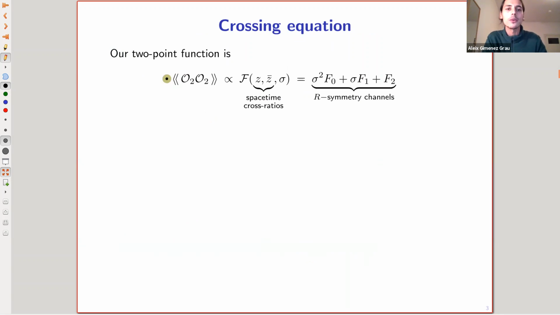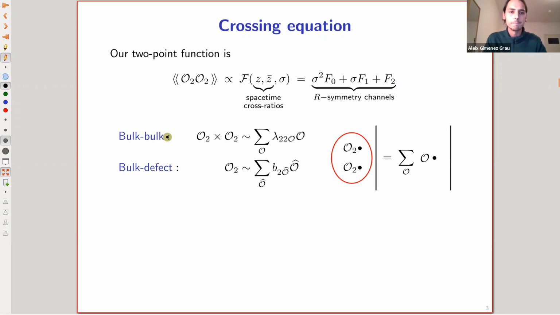This 2-point function we are interested in depends on two spacetime cross ratios, which are analogs of the cross ratios in the usual CFTs without defects. And then here we have some R-symmetry cross ratio that counts the 3 R-symmetry channels that are present in this setup. And now, given this correlator, there are 2 different ways to expand it.